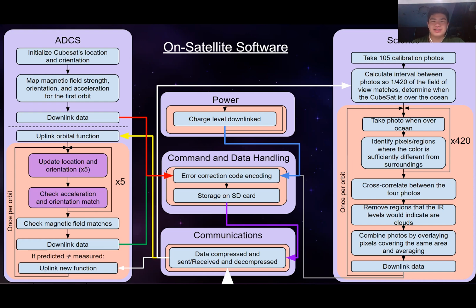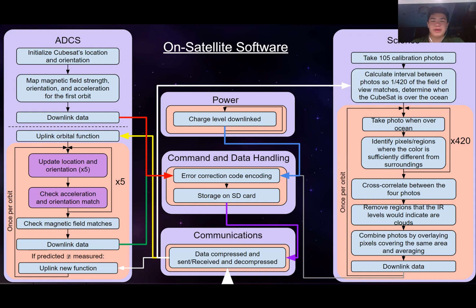The science subsystem first takes a couple of calibration photos, as well as calculating the number of photos that need to be taken to get the required amount of overlap. After that, the science section takes photos when the CubeSat is over the ocean and highlights non-cloud regions that are a different color from the ocean, as most plastics should not be ocean colored, and then sends that to the ground station, allowing more data to be gathered without straining the link budget or memory budget as much.